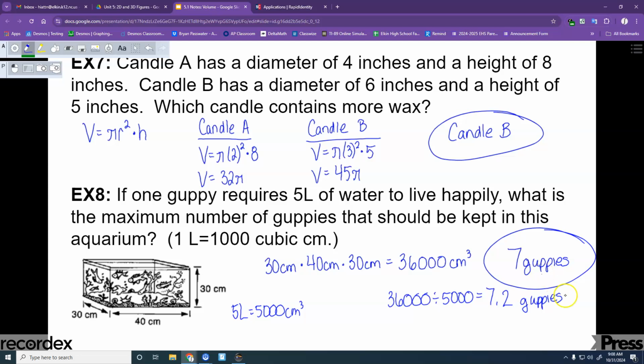Okay? All right, so you could safely have 7 happy guppies in there. Could you put more? Yes, but they might not be as happy, right? All right. Okay, let's keep going.